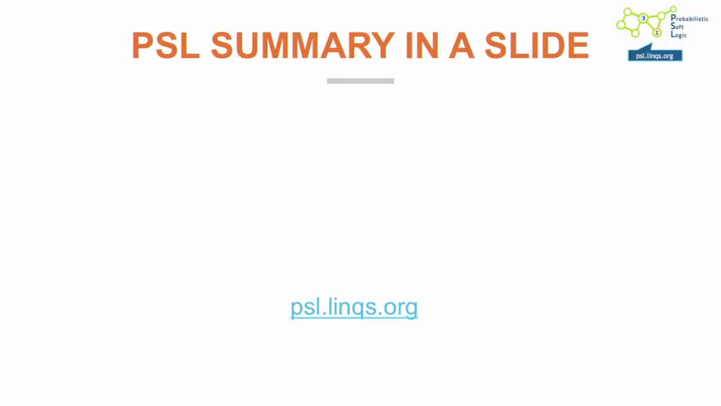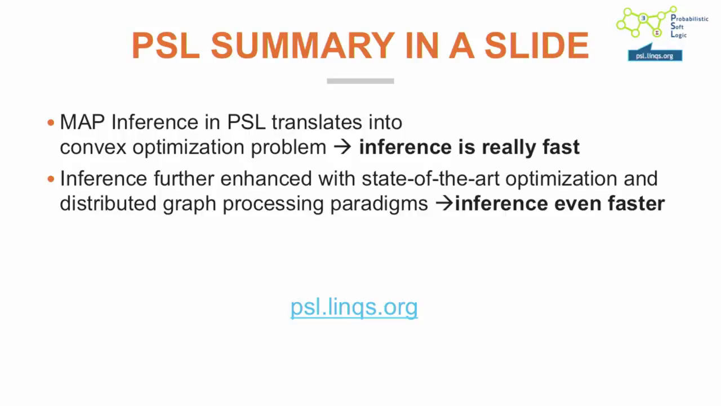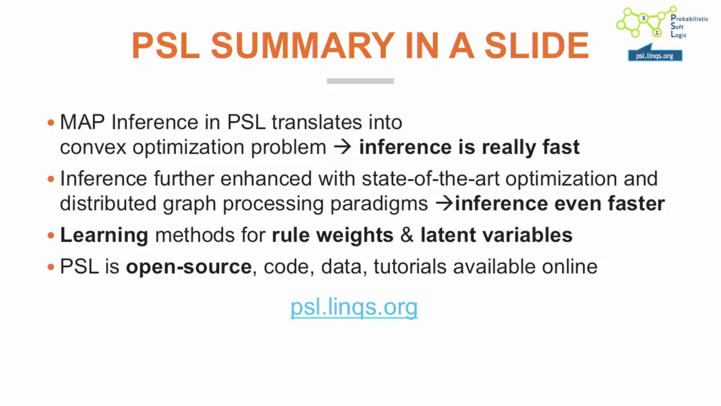So to summarize PSL, it's fast. We can make it extra fast using smart optimization techniques. I haven't talked about it here, but we do have methods for learning the weights and also methods for dealing with latent variables. It changes the problem. And as I said before, it's open source and you can get all the information here.